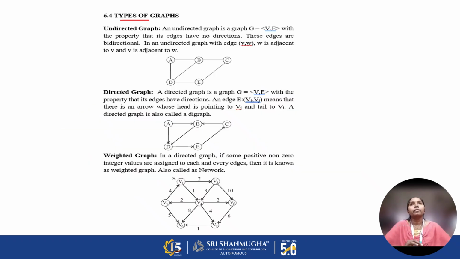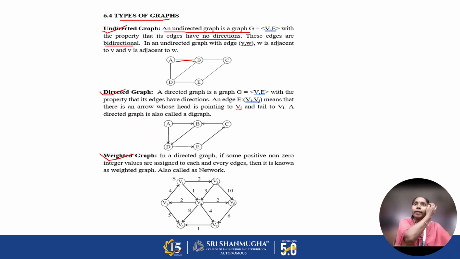Next, the third type of graph: undirected graph, directed graph and weighted graph. Here in the undirected one, there is an edge between A and B, and there is no direction. So the edge is simply connected between A and B. This is called an undirected graph. An undirected graph is a graph G equal to (V, E) with the property that its edges have no directions. So these edges are bidirectional.